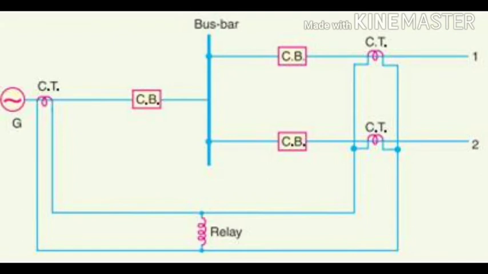Under normal load condition or external fault condition, the sum of the currents entering the bus is equal to those leaving it, and no current flows through the relay. If a fault occurs in the protective zone, the currents entering the bus will no longer be equal to those leaving it. The differential of this current will flow through the relay and cause the opening of the generator circuit breaker and each of the line circuit breakers.